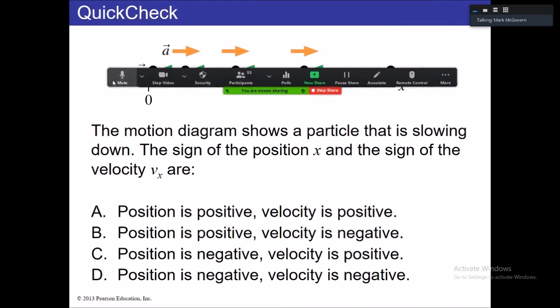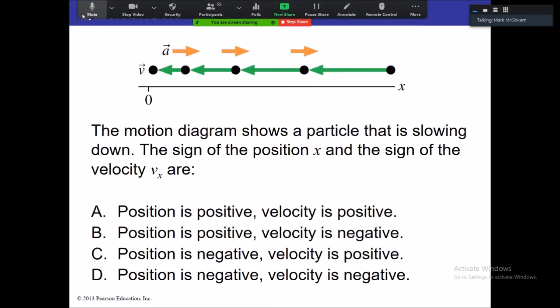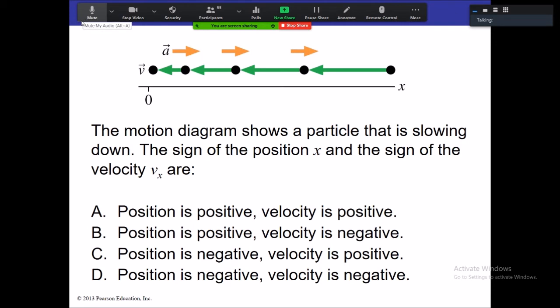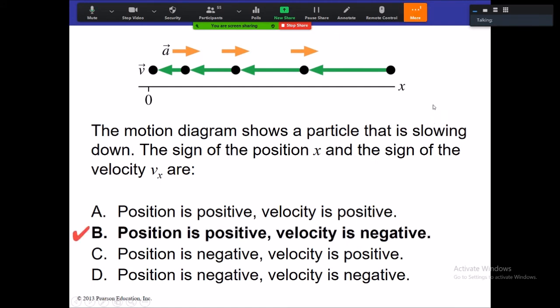All right. I'm going to test you now. Motion diagram shows a particle that is slowing down. The sign of the position and the sign of the velocity are what? What is the position? What is the velocity? A lot of people saying B, and I think I like B, because B is right. Our positions are to the right of the origin. We've called right positive, positions are positive. The velocity vectors point to the left, they are negative. Now, we're not talking about acceleration here, but here the acceleration is positive, and that means this object is slowing down.